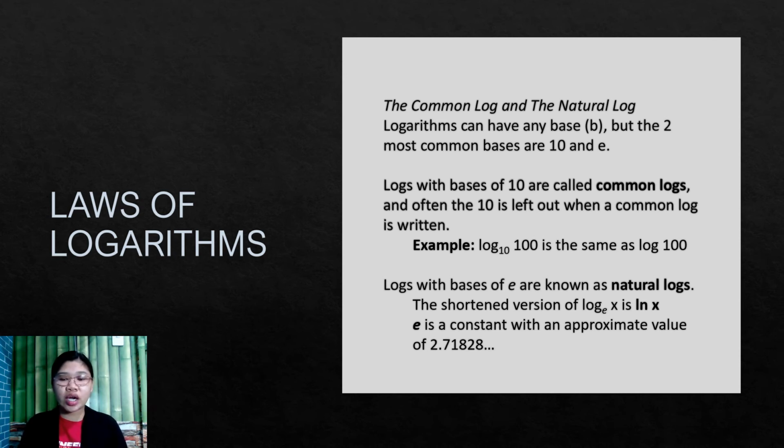And then we have logs with bases of e, which are known as natural logs. The shortcut version of, for example, logarithm of x base e is ln x. So, the short term of logarithm with base e is ln, that is natural logarithm. e is a constant with an approximate value of 2.71828, and you can see that in your calculators. That is an infinite number, and that is also a special number.